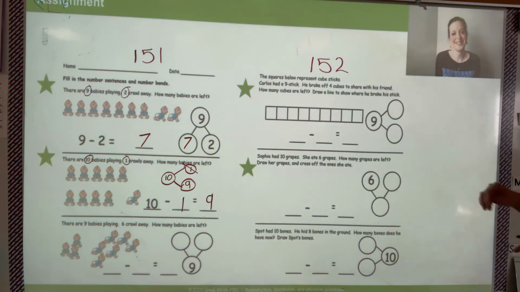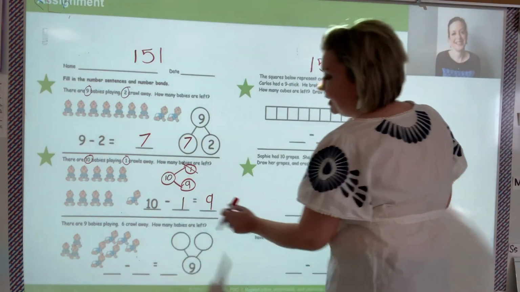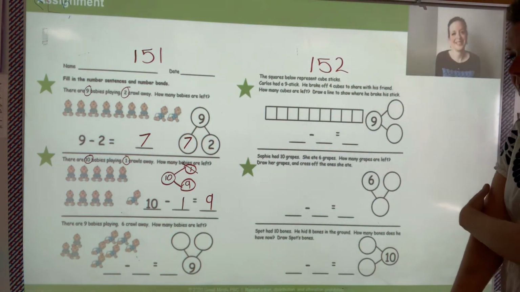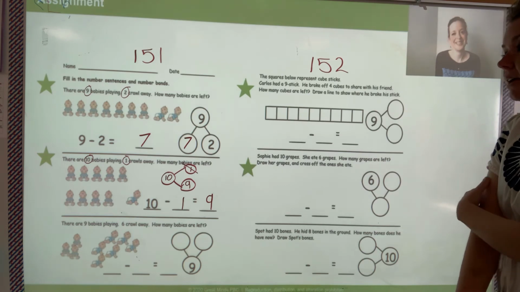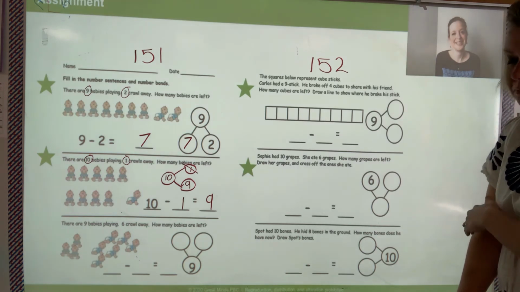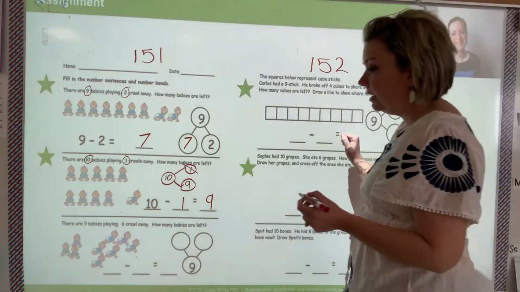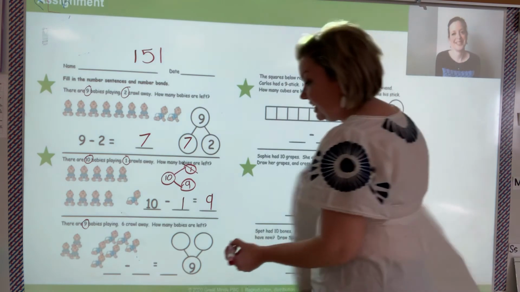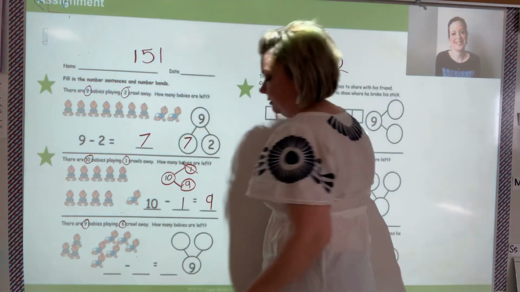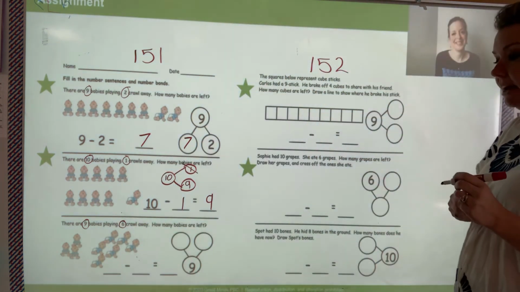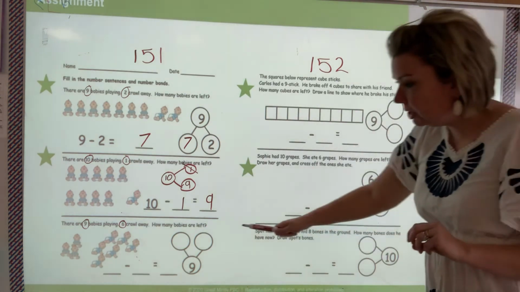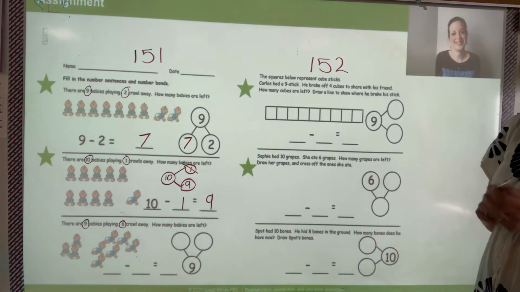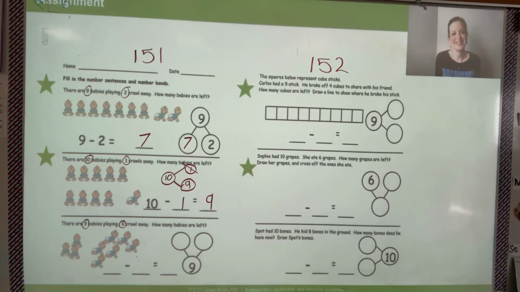All right. Now, let's take a look at this one at the bottom. And we're going to try this all on our own. There were 9 babies playing. 6 crawled away. How many babies are left? Finish the number bond and the number sentence all by yourself. When you're done, raise your hand.